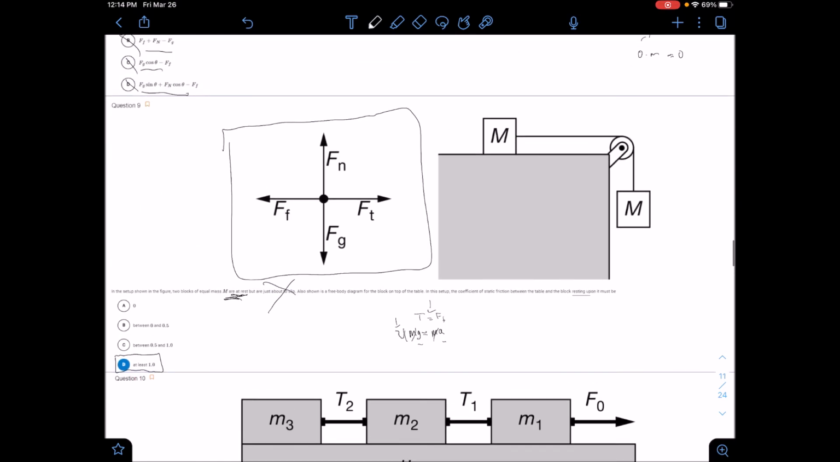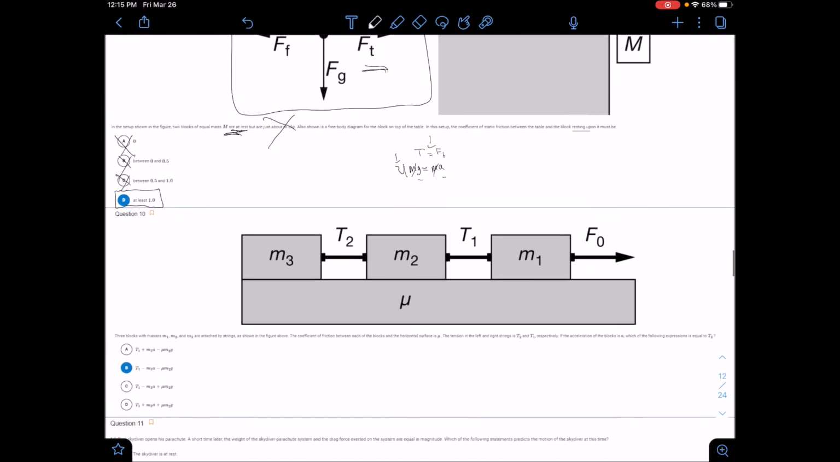It obviously can't be 0, because if it was 0, that means that there's no friction at all, but the problem says that there is friction. If it's between 0 and 0.5, that means that the block is no longer at rest, it is moving, since the tension force would exceed the threshold. If it's between 0.5 and 1, that still means that the tension force can exceed the threshold of the box. But if it's at least 1 or greater, that means that this box right here can't move at all.